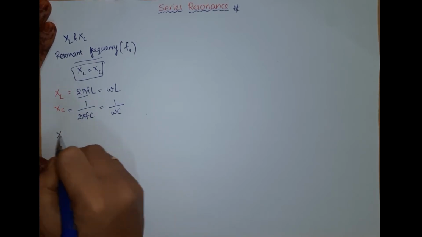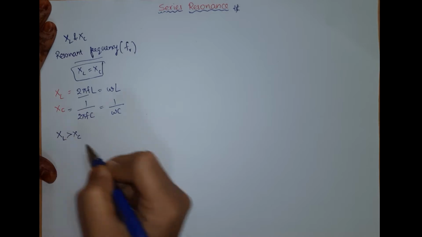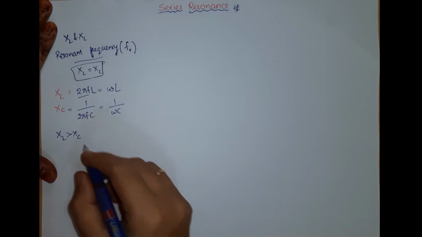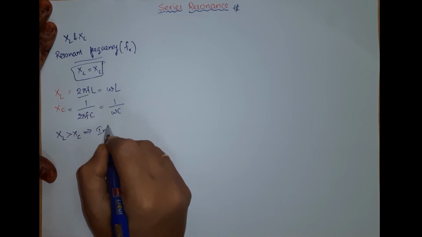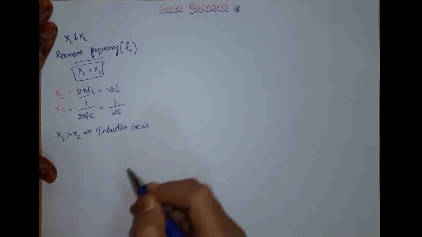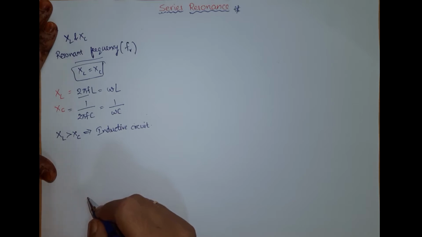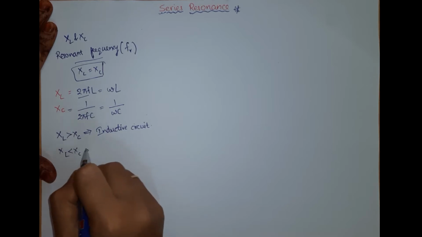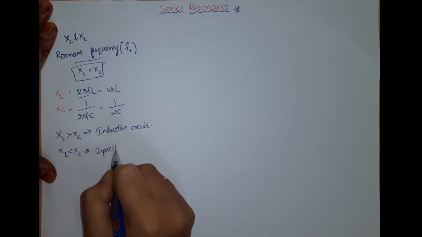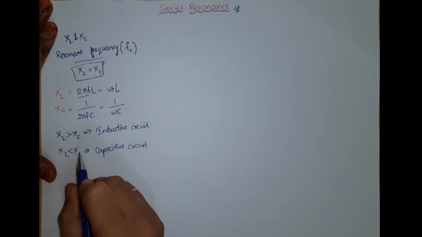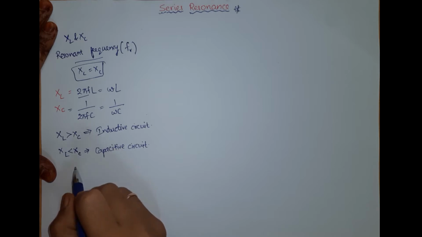Also, we have learnt in the last lecture that when XL is greater than XC, the net reactance will be XL minus XC, and the circuit is said to be an inductive circuit. That means the inductance is dominating compared to the capacitive effect. Also, when XL is less than XC, it is called a capacitive circuit. That means capacitive reactance is dominating over inductive reactance.